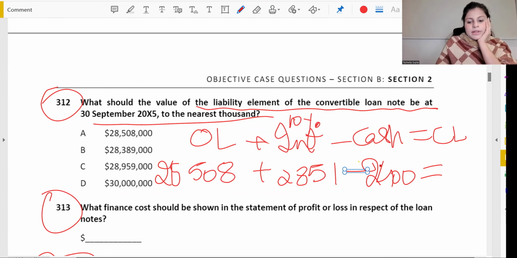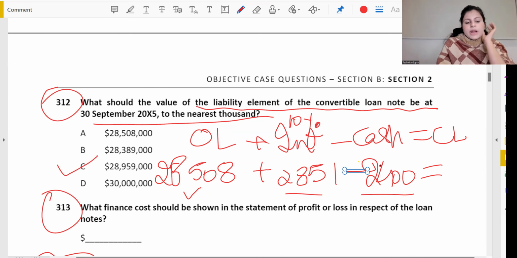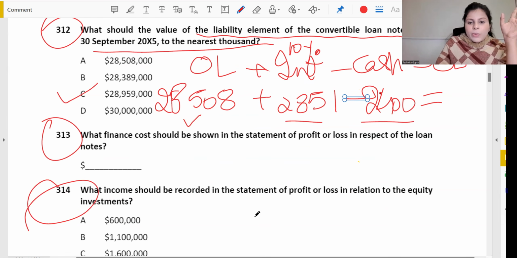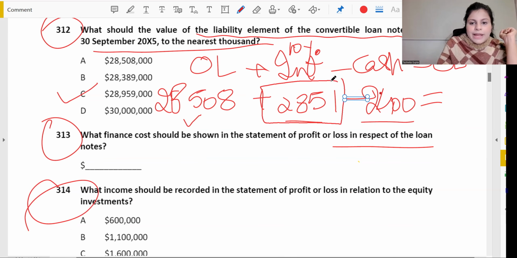Option C. What's the closing liability coming out to be? This 28,508 plus this minus this. I'm sure you're getting option C as your answer. So my answer is option C. Awesome. Then what is my finance cost which I should show with respect to my loan note? From this loan note, I should show 2851.